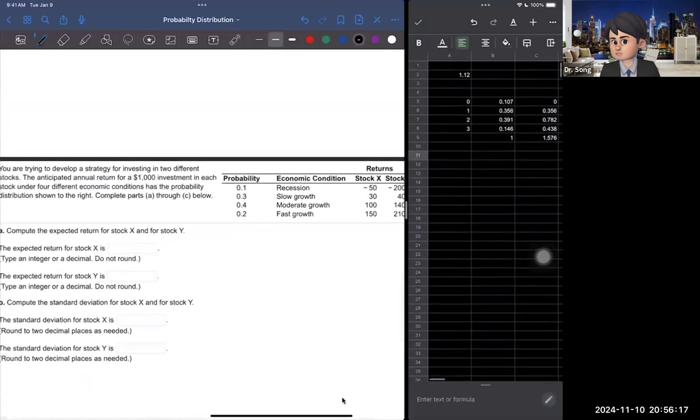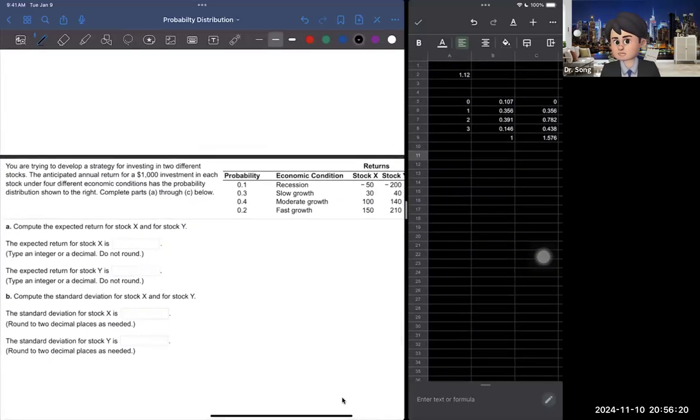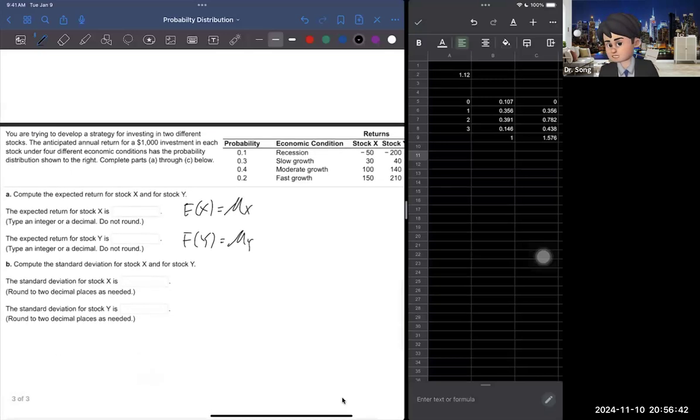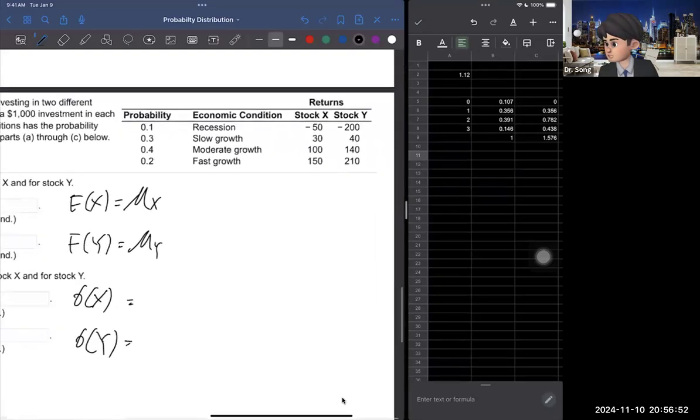Now, this question asks you basically the same thing. Expected return for stock X, that means that you need to calculate E of X. That's the same as mu of X. So to differentiate X and Y, I denote mu of X. And then the following question asks you to calculate the expected return of Y. And this one is mu of Y. And after that, the question also asks you to find the standard deviation of X and the standard deviation of Y. Now, let's calculate this mean first.